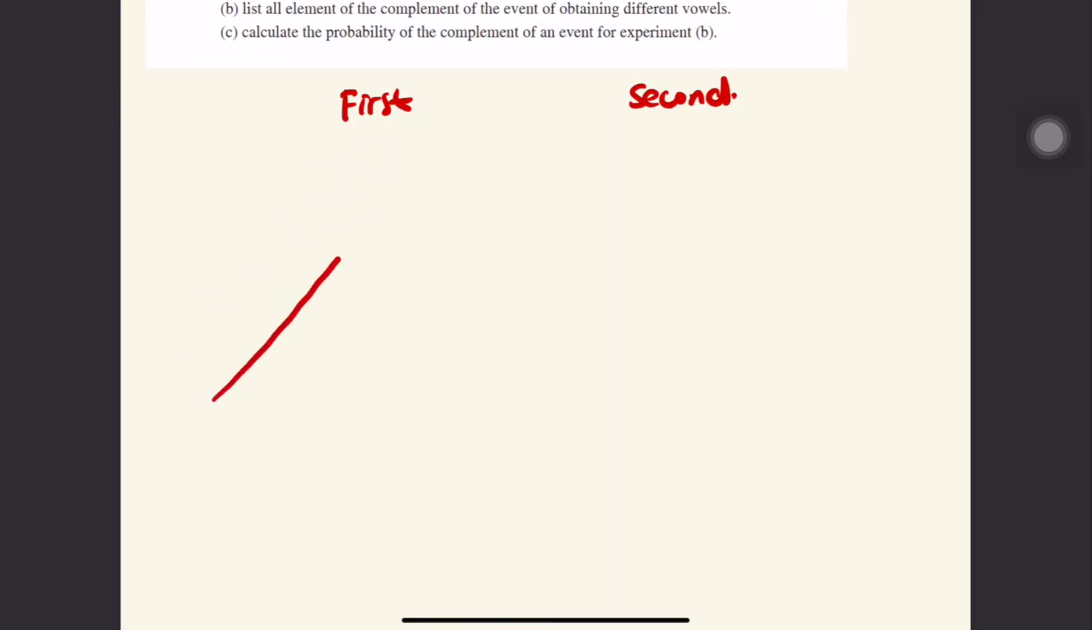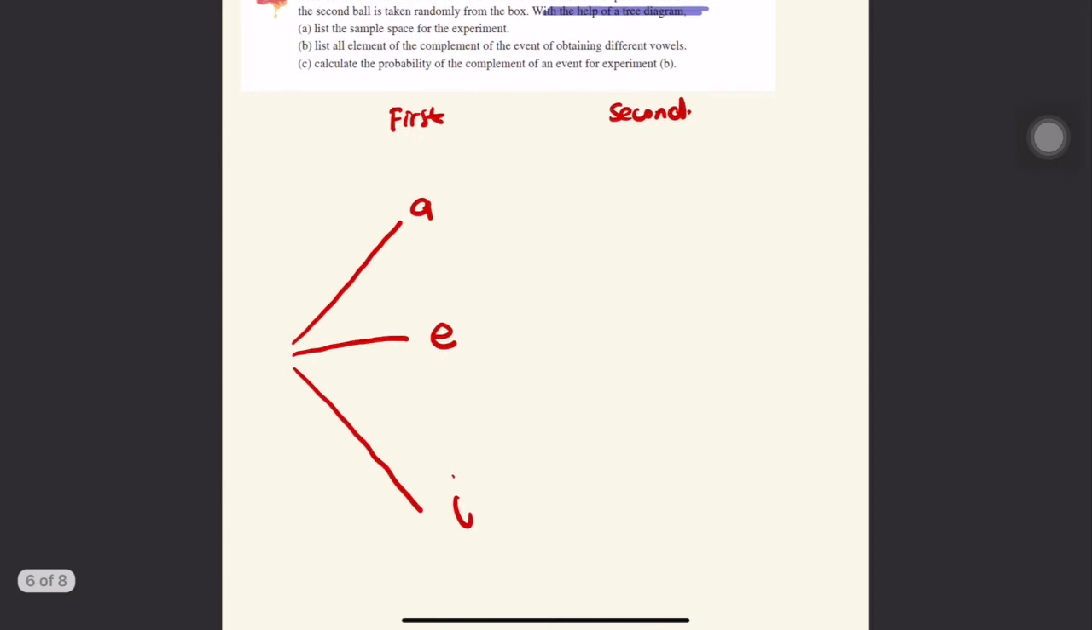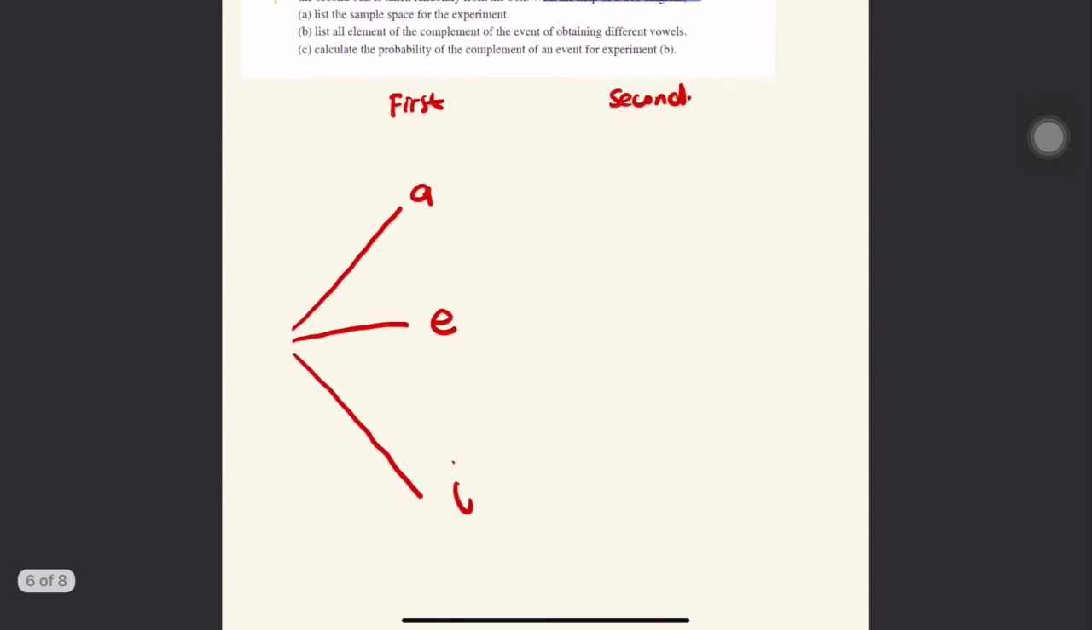Okay, mungkin saya akan dapat A. Percubaan yang kedua, mungkin saya dapat E. Percubaan ketiga, mungkin saya dapat I. Okay, kita listkan kemungkinan. So ini percubaan yang pertama, the first try, and then you put the balls back into the box. Tadi ada 3 kan, awak ambil 1, awak catatkan, lepas tu awak simpan balik. So dalam kotak itu masih ada 3. Okay, next awak cabut kali kedua.